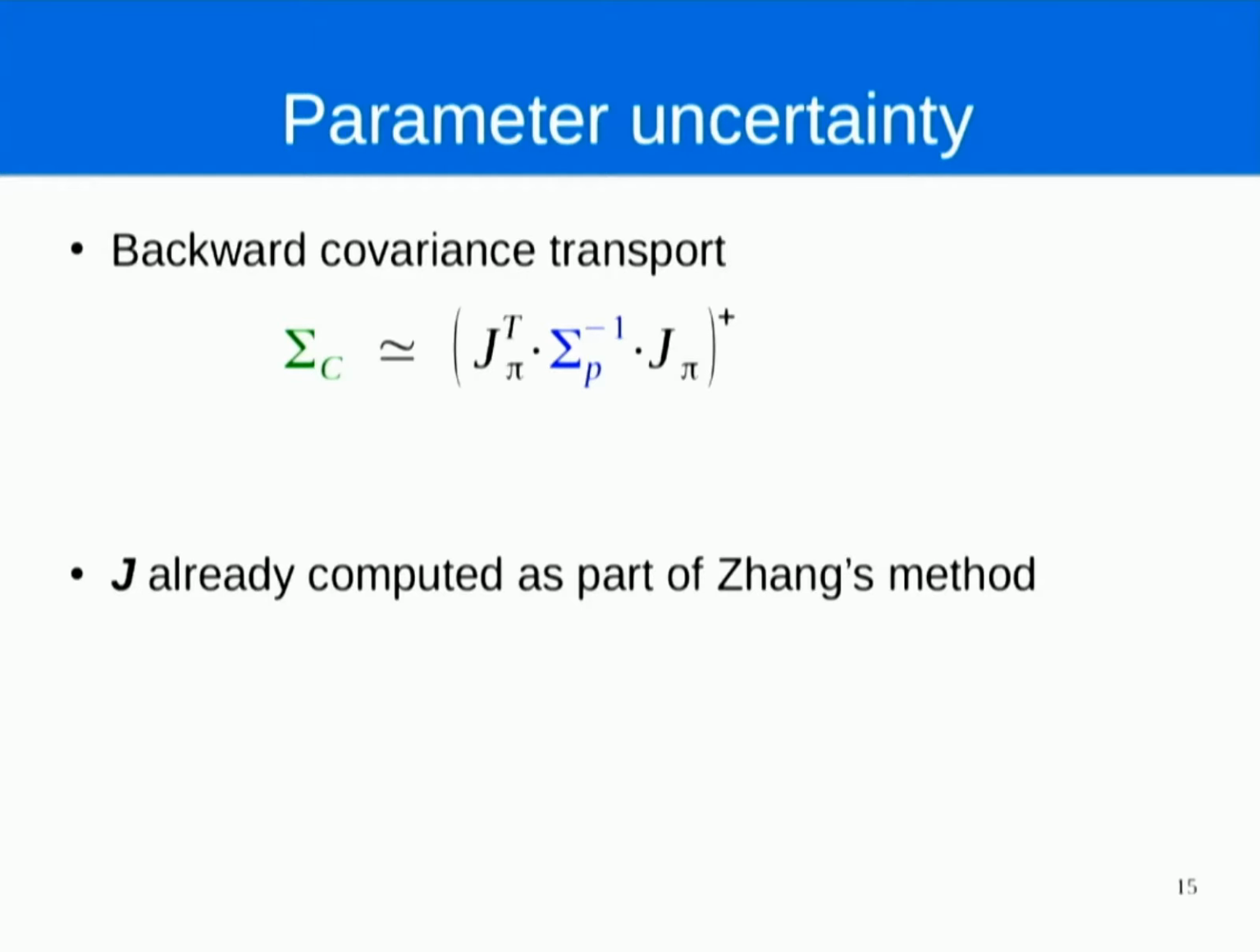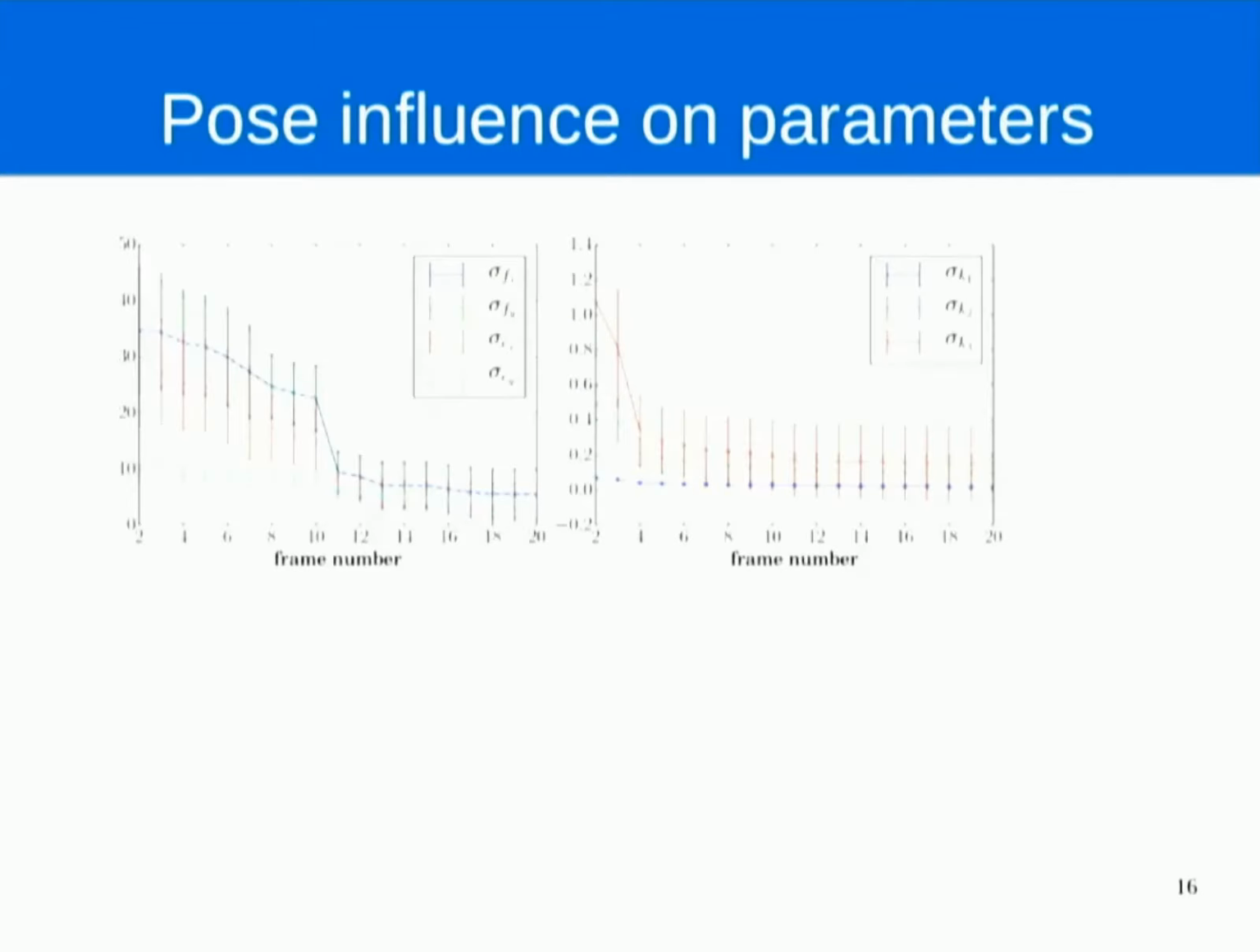So now that we have a feeling for the parameter uncertainty, let's continue to an experiment. For those who just woke up after the lunch, this may be the most important slide for my talk. What we see here are, on the left, the uncertainties for the pinhole parameters, like principal point and focal length, and on the right you see the uncertainties for the radial distortion coefficients.